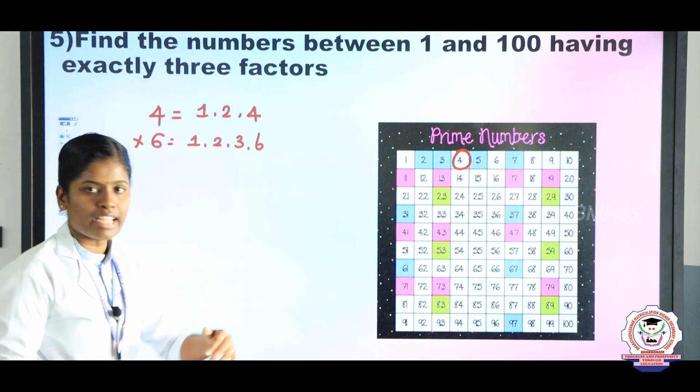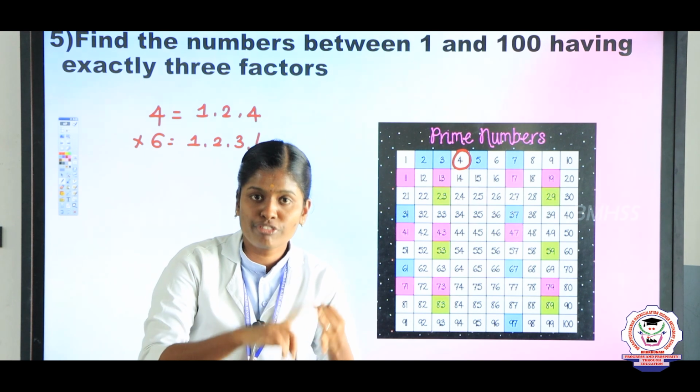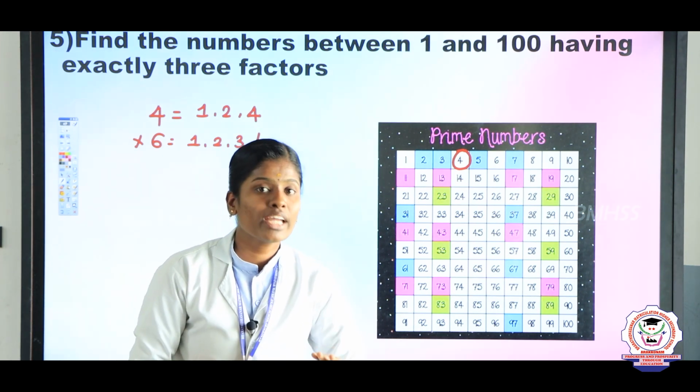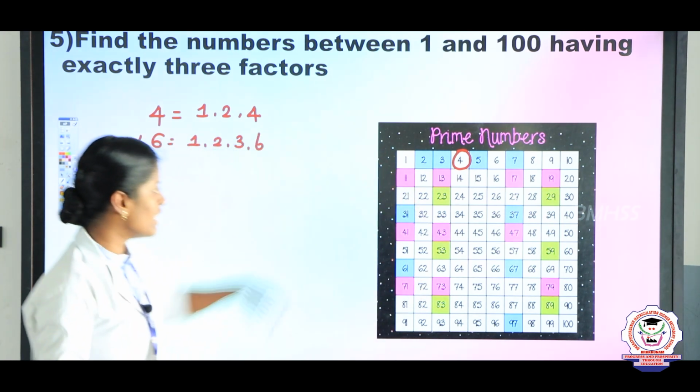Next, I will take 8. So the factors of 8 are 1 8 is 8, 2 4s are 8, 4 2s are 8 and 8 1 is 8. So here too we got 4 factors. So 8 is not the answer. Next, I will take 9.